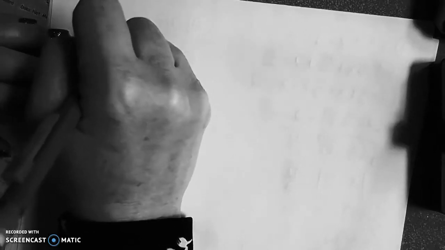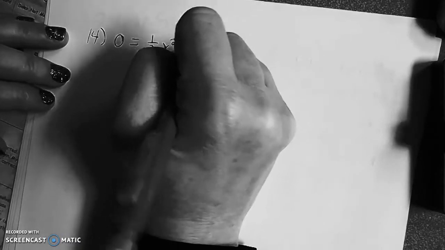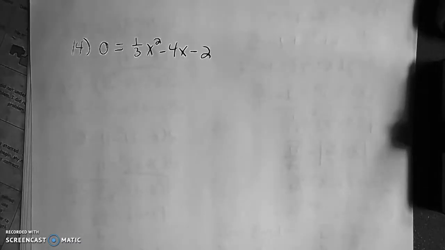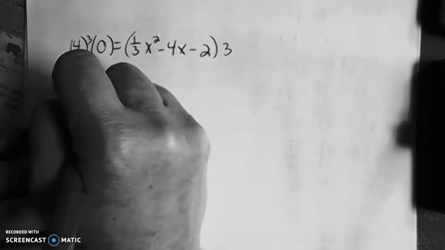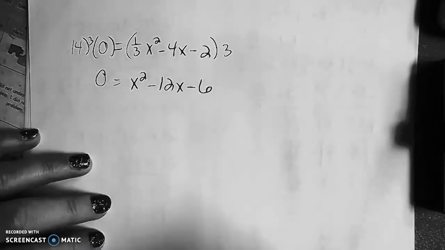A few of you asked about number 14. So one of the things I see about number 14 is I have this equal to 0. So I know what I do to one side, I can do to the other. And so that means if I want to get rid of the fraction, I can certainly do so. And I'm going to kind of approach this 2 ways. So I'm going to multiply both sides by 3. That gives me 0 equals x squared minus 12x minus 6.